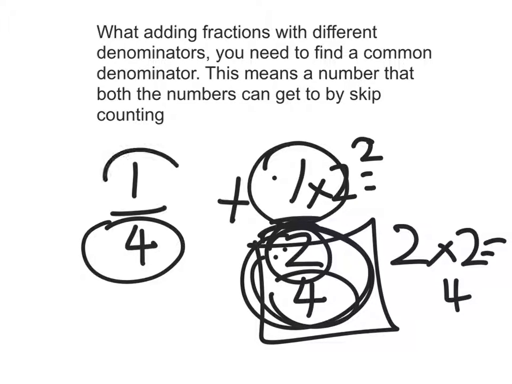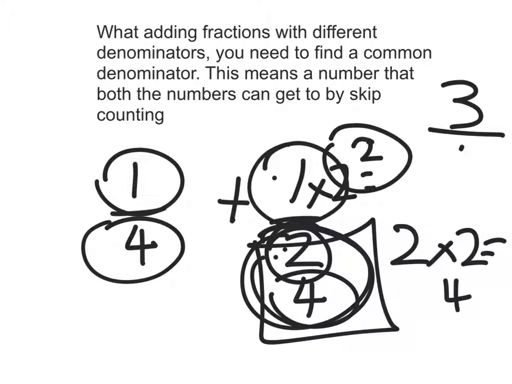Now that they're both the same, I can add them together. So 1 over 4 and 2 over 4 should be 3 over 4. So that's another answer, which is also 3/4. Hopefully you understood that. We're going to go through a few more questions. If you didn't understand it, you can pause it and go back and watch this again, or you can just keep watching and then hopefully you'll understand the next one.